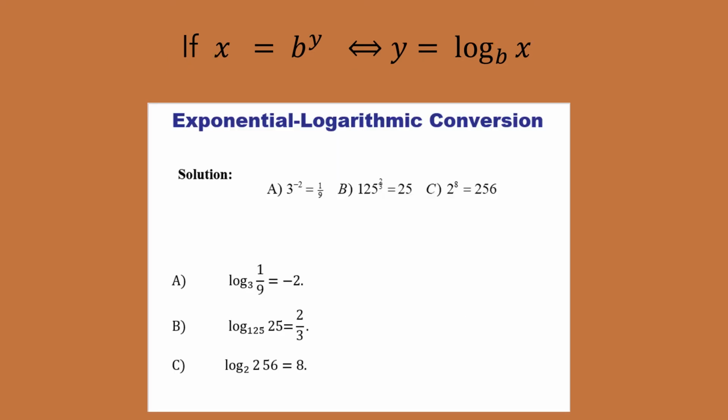The same way, the reverse process, exponential to logarithm. 3 raised to negative 2 is 1/9. 1/9 is the exponential to the base. Logarithm of the exponential to the base will be the power, negative 2. Logarithm of 25 to the base 125 is the power 2/3. Logarithm of 256 to the base 2 will be 8.